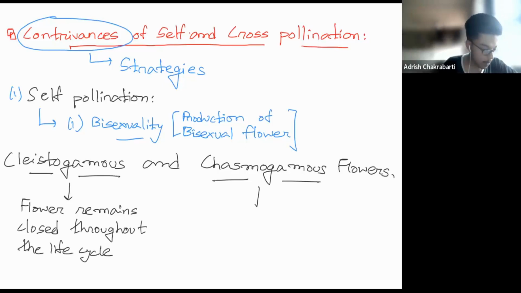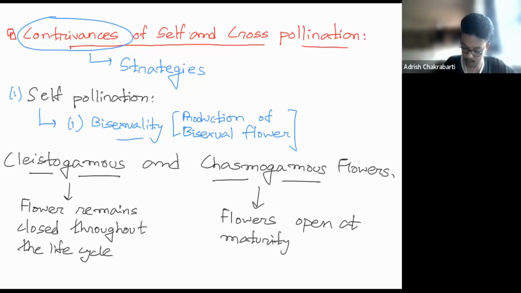And in chasmogamous flowers, what happens? The flowers open at maturity. Now think of it. Let me just draw the diagram in here. For example, we have a flower. This is the female whorl, this is the male whorl, androecium, gynoecium. Now this is the corolla. So now it's closed.